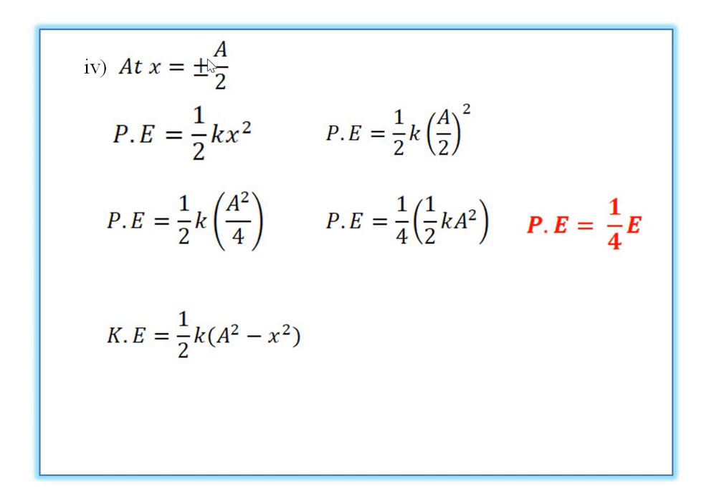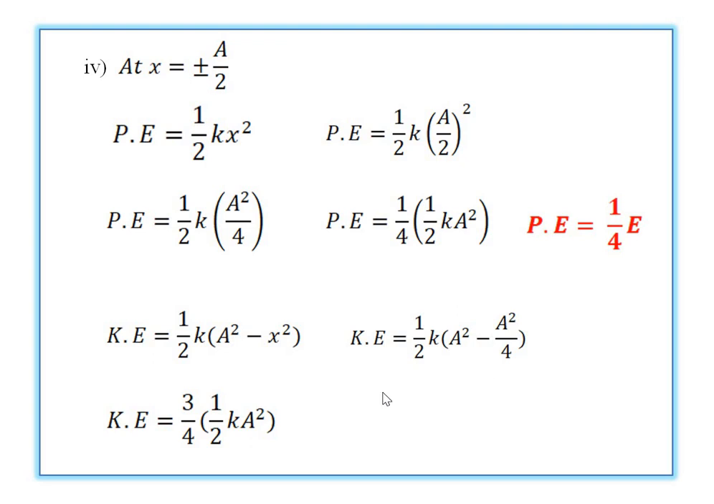Putting this value of x in this equation and simplifying, we get kinetic energy equal to 1/2 k into the bracket a square minus x square, that means a square divided by 4. So 4a square minus a square becomes thrice a square divided by 4. Simplifying this term, we get 3 by 4 into the bracket 1/2 k into a square. Rearranging this term also, we get kinetic energy equal to 3/4 of its total energy. So kinetic energy is equal to thrice the potential energy.